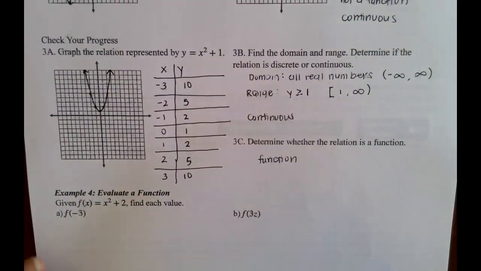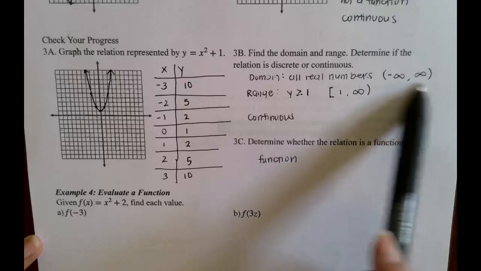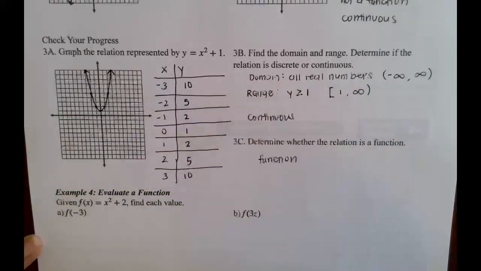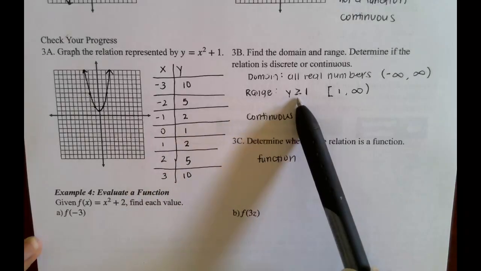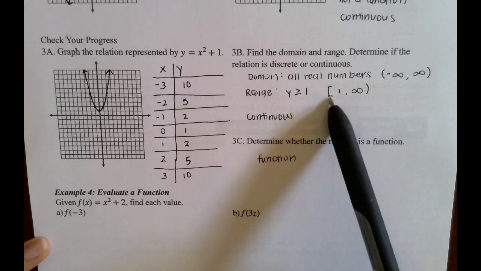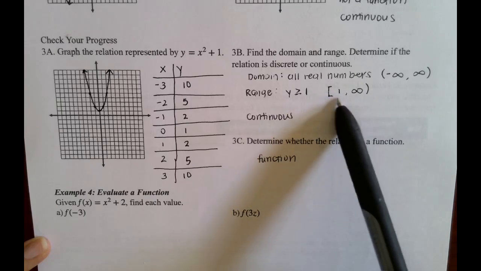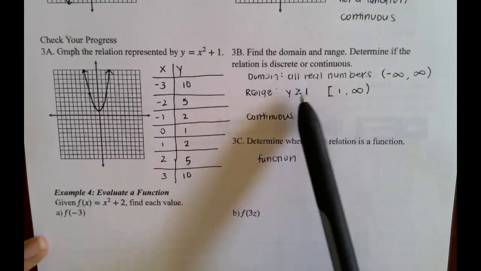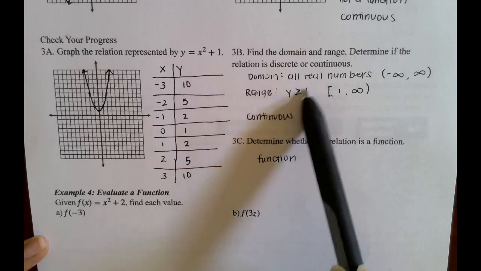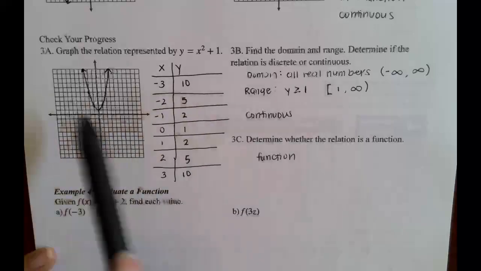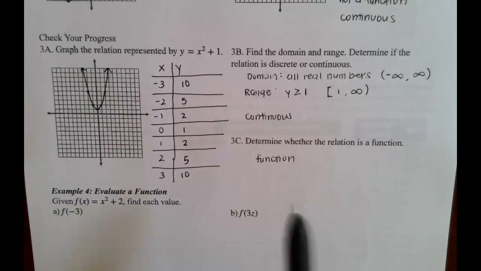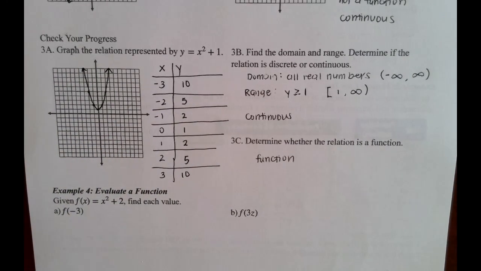Your domain is all real numbers, in interval notation that's written like this. Your range starts at 1 and then goes up towards infinity, so that's all numbers y greater than or equal to 1, or all numbers from 1 to infinity, including the 1. Okay, these mean the same thing. This is just inequality, and this is just interval notation. Okay, it is continuous. They are all connected, and this is a function. Each x value only has one y value that goes with it.